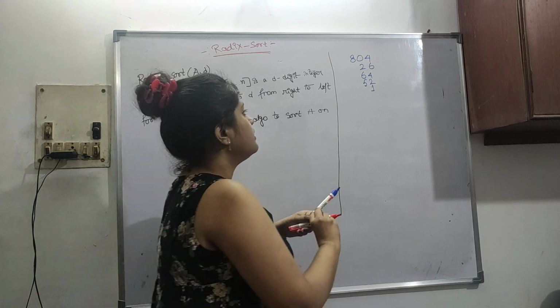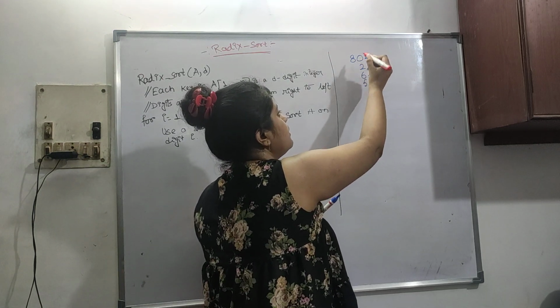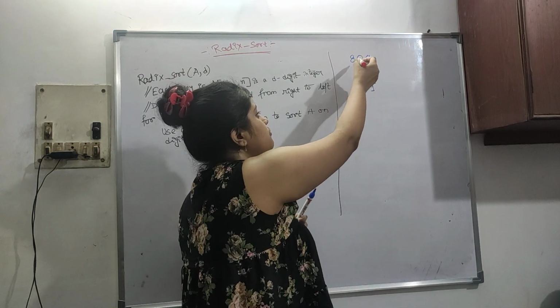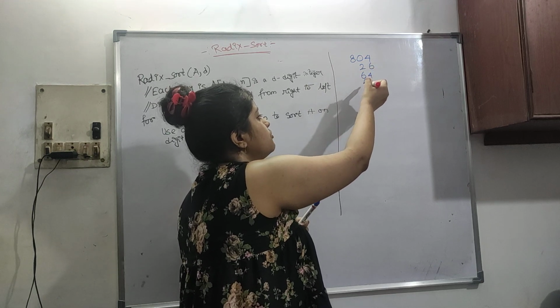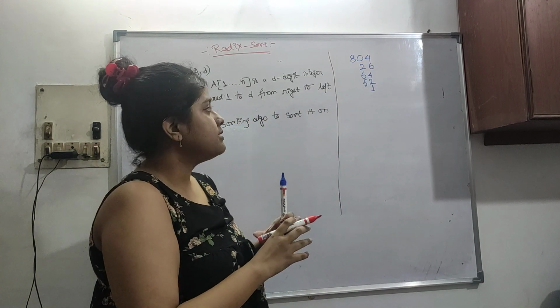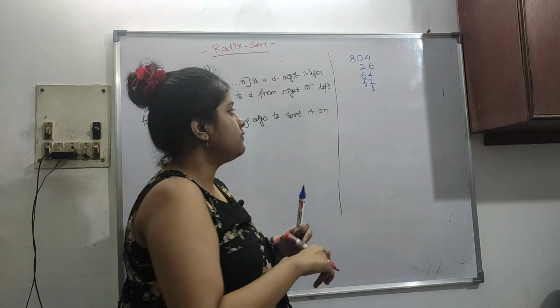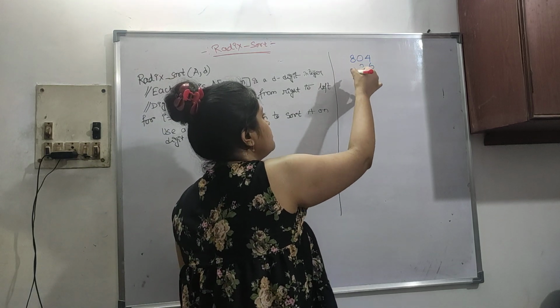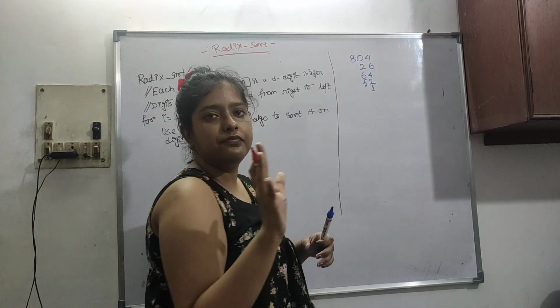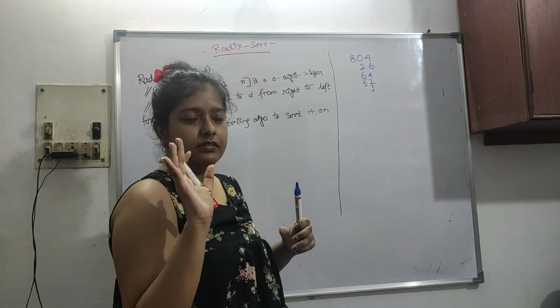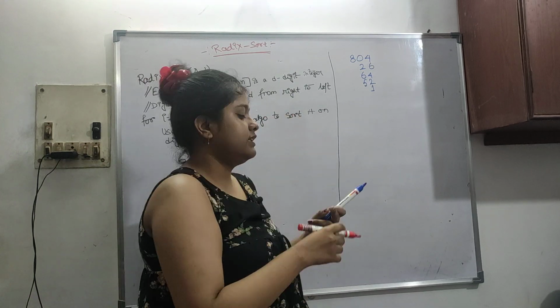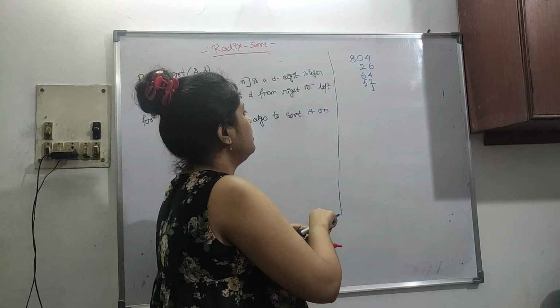Now let's see here. These numbers are 804, then 26, then 64, then 52, then 1. These are the numbers we have. This is number 1, number 2, number 3, number 4, number 5. Five integers are there. We have to sort them in ascending order.